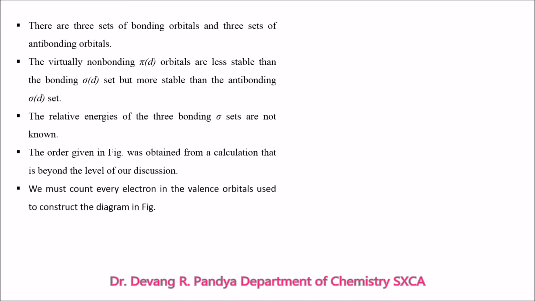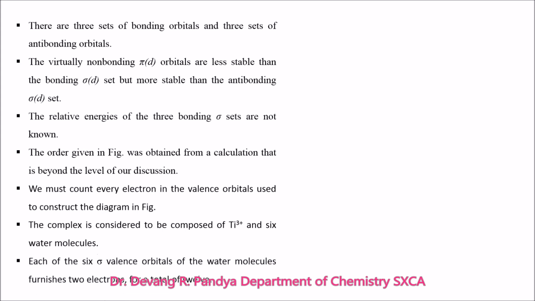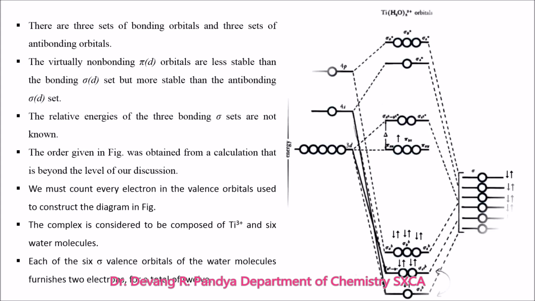We must count every electron in the valence orbitals used to construct the diagram in the figure, which I'm going to show you just now. The complex is considered to be composed of titanium 3+ and 6 water molecules, and each of the six sigma valence orbitals of the water molecules furnishes 2 electrons, for a total of 12. You can see in this MO diagram only sigma donation.